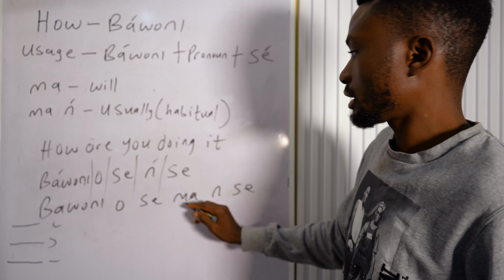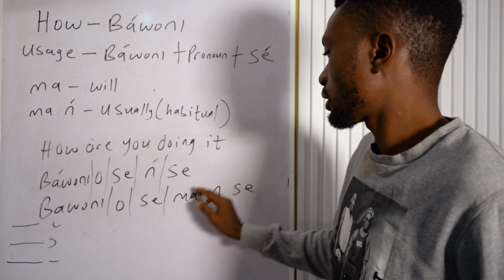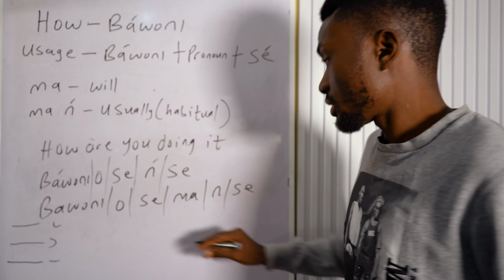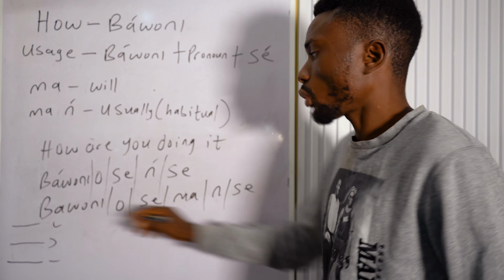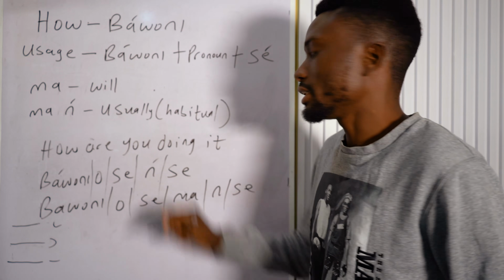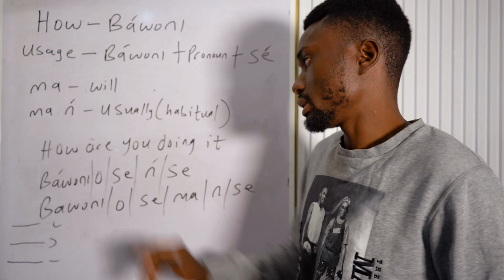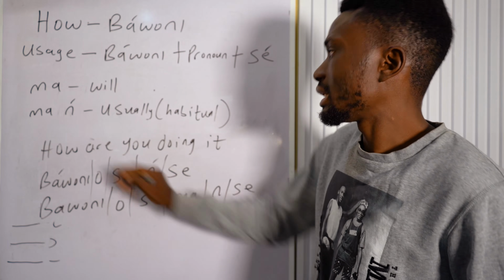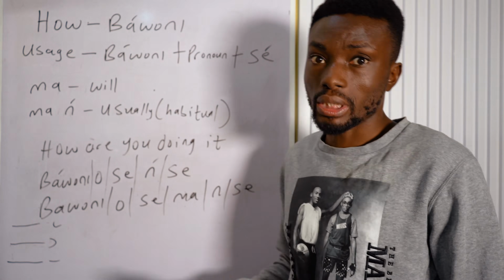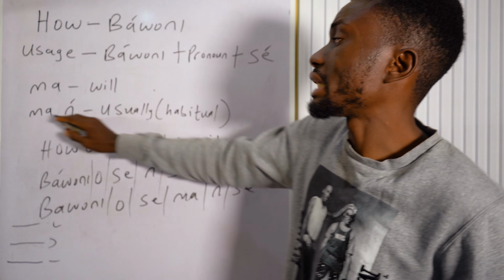The only difference in these two sentences is this máa, which is an addition. So if you say báwo ni o ṣe máa ń ṣe, it turns the sentence entirely to how do you usually do it? Or how do you do it? This máa ń is usually something habitual, something that you usually do. That is what you achieve with máa ń.